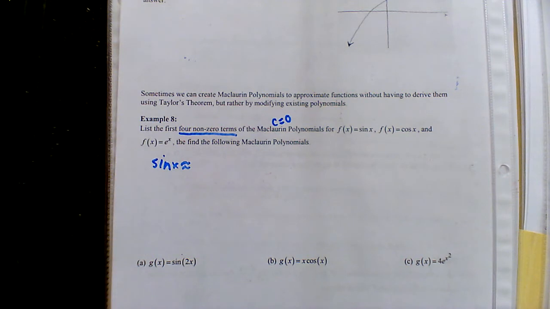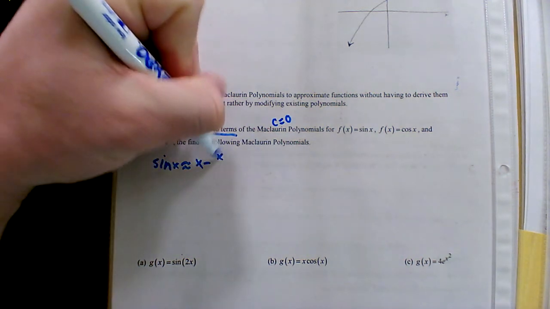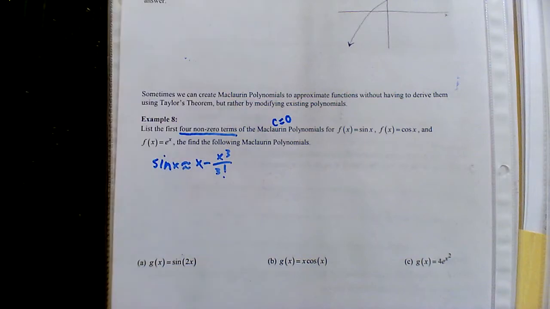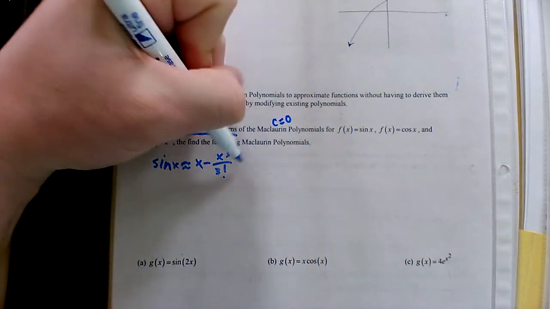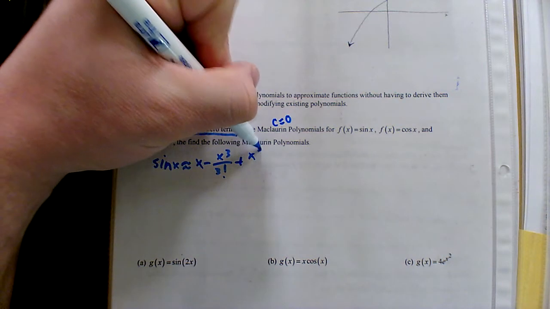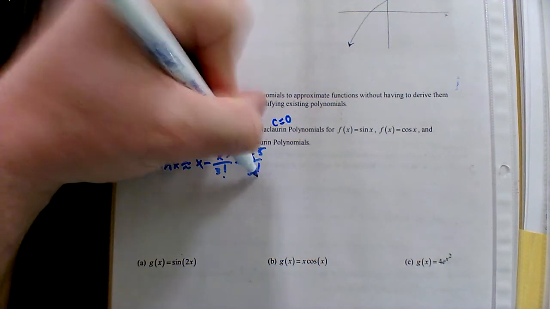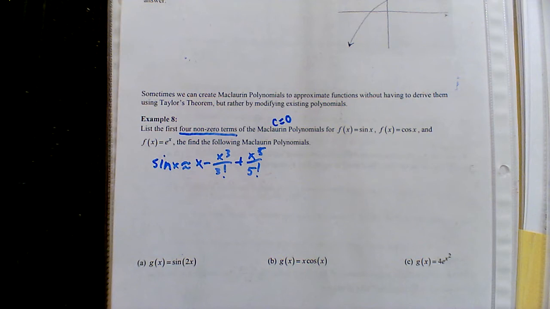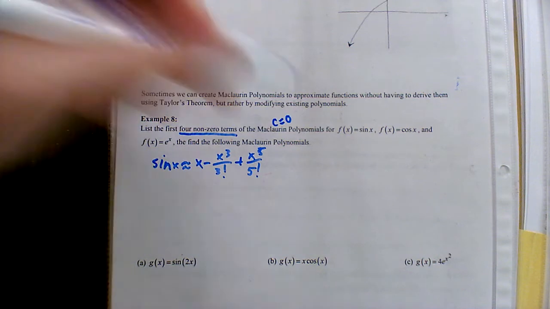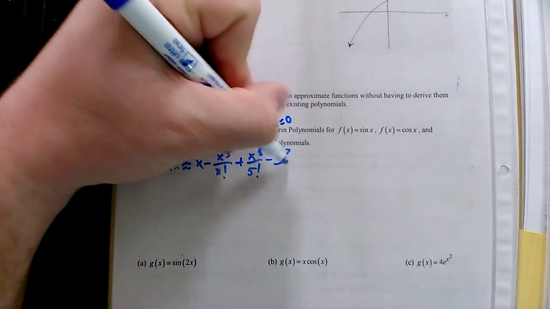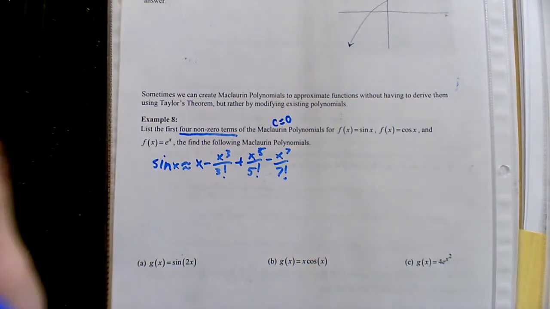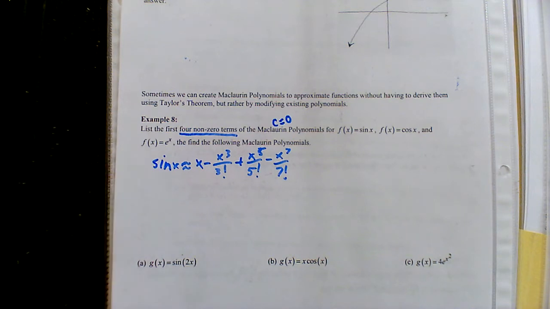Is it just going to be x minus x cubed over 3 factorial? That's 2 non-zero terms. Is it beginning with 5 things with 2? Okay, that would be 3 non-zero terms. I need 4 non-zero terms. If you follow the pattern, what would my next term be? Minus x to the 7th over 7 factorial. Okay, so that's the first 4 non-zero terms of sine x. Again, with that pattern, you could continue to find more.